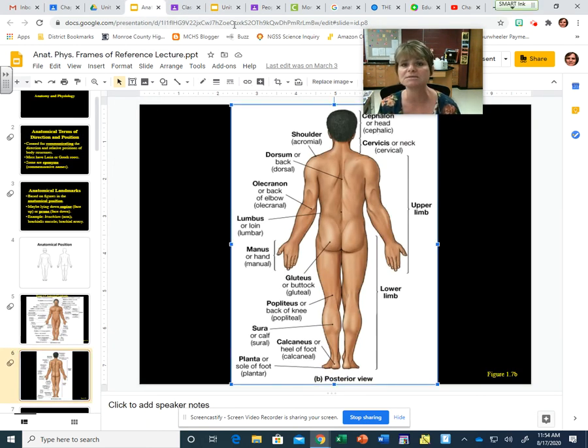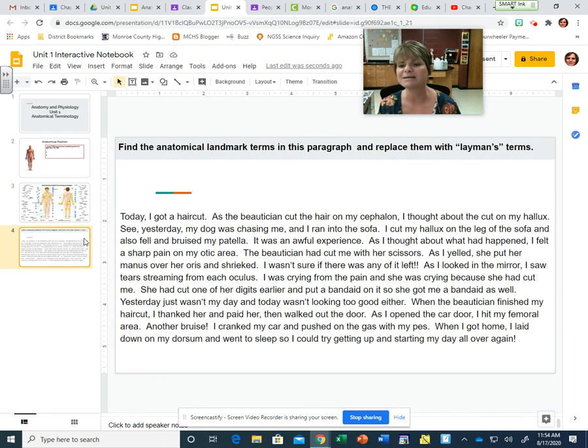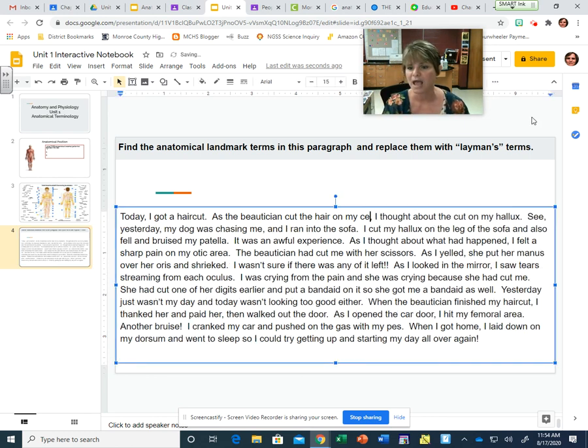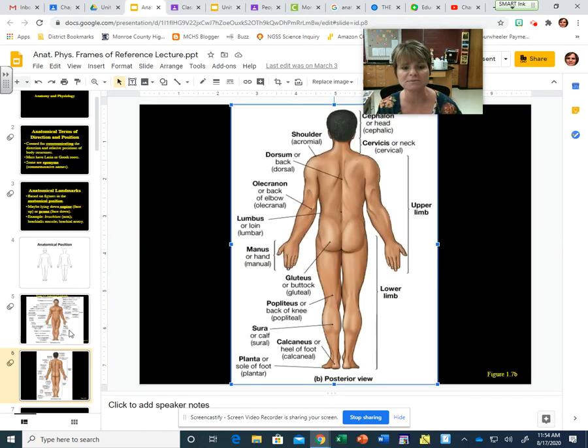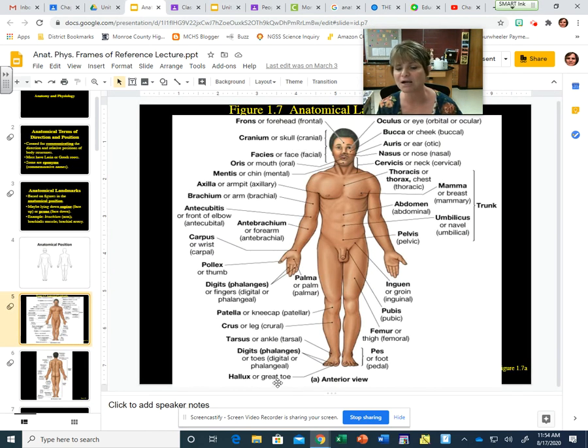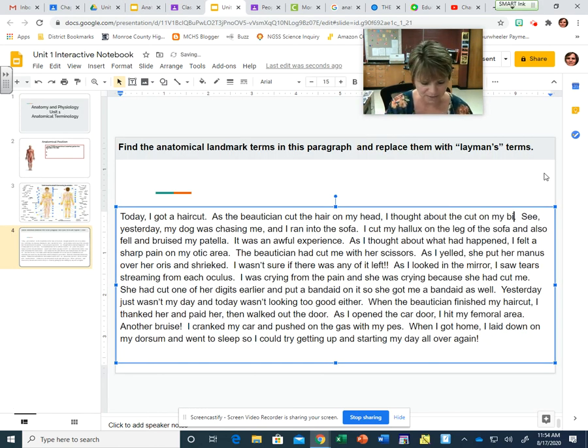Right here it is. Or you can look at this one because you should have it completed and it's probably on there as well. So my cephalon, I know cephalon is head. So all you need to do is click there and then get rid of cephalon and put head. So as the beautician cut the hair on my head, I thought about the cut on my hallux. Okay, well, hallux is another one of our terms. And if we go and look at that, hallux is our great toe or our big toe. So I'm going to get rid of hallux and put big toe.